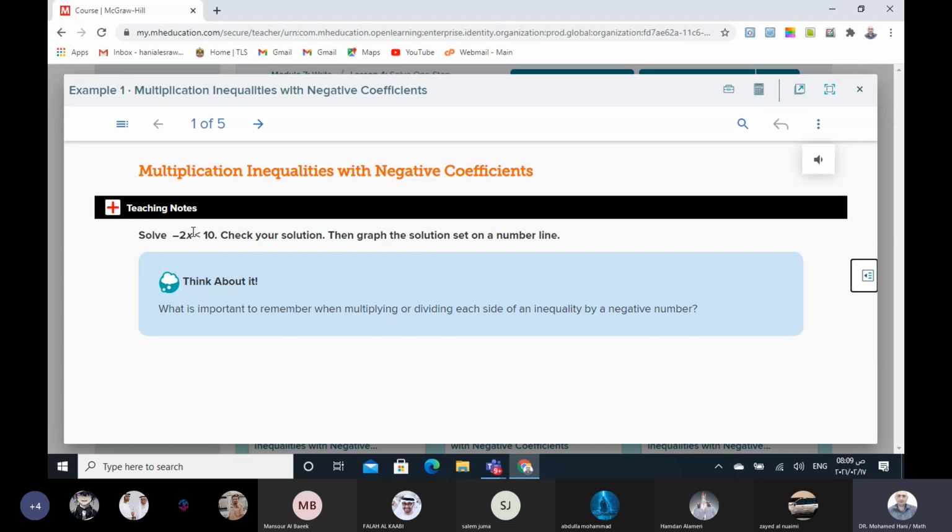Multiplication inequalities with negative coefficients. Solve minus 2x less than 10. Then check your solution. Then graph the solution set on a number line. So what is important to remember when multiplying or dividing each side of an inequality by a negative number?